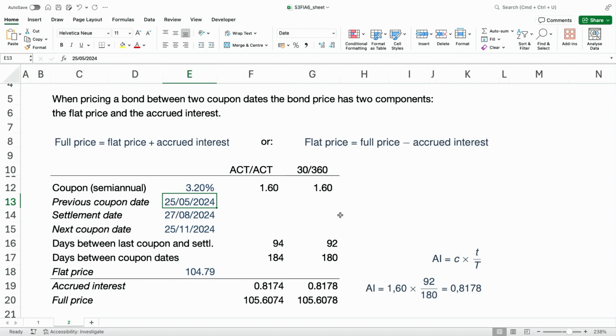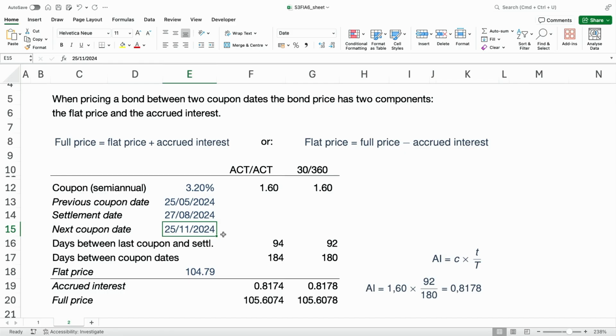In this case, the number of days between May 25th and November 25th. It depends on the day count convention. For this particular bond, the day count convention to be used is 30/360. That assumes that each month has 30 days, and that each year has 360 days. Being semi-annual, we're referring to a number of days of 180.